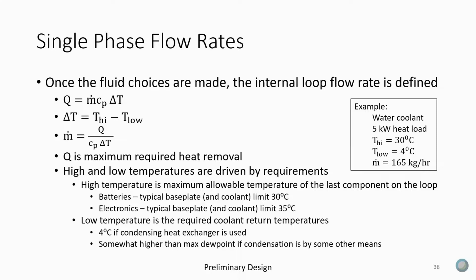So if the base plate temperature limit is 30C, 30C is your coolant outlet temperature limit. So a low temperature, of course, 4C if we're using a condensing heat exchanger. If you've got a number, it's going to be a number higher than the maximum dew point if the condensation is by some other means. So if they're doing condensation by, say, an amine bed or some other unit, and now all you've got to do is take care of the sensible energy in the cabin, you can bump up higher than 4C, but you can see what happens is now my temperature drop is actually going down. T high minus T low is going down. So actually more mass flow rate.